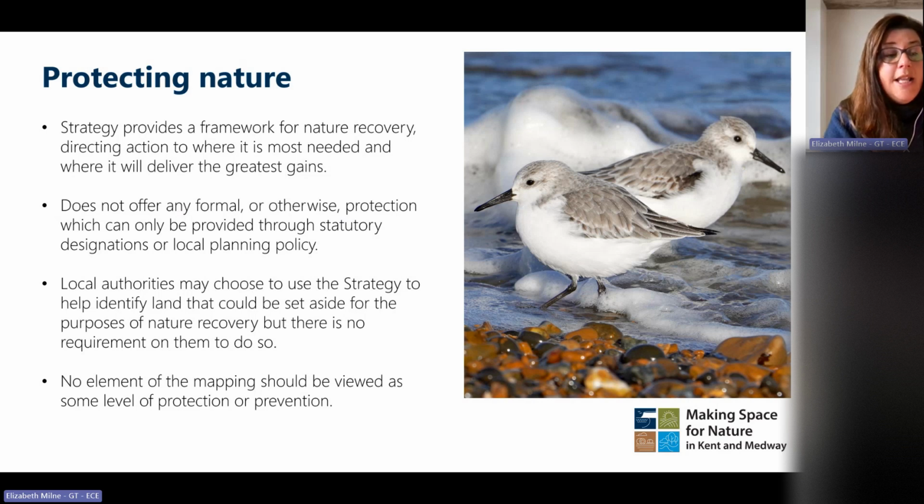One area where this may lead to some form of either management or protection, or focus on the areas that could become of importance for biodiversity, is that the government does have this 30 by 30 target, whereby they aim for 30% of the land to be under protection or management by 2030. And our understanding is that the local nature recovery strategy, and in particular the areas of strategic significance, will be looked at as potential areas that could be used to help deliver against that target. But until that is confirmed, the mapping should not be viewed as any sort of protection or prevention.